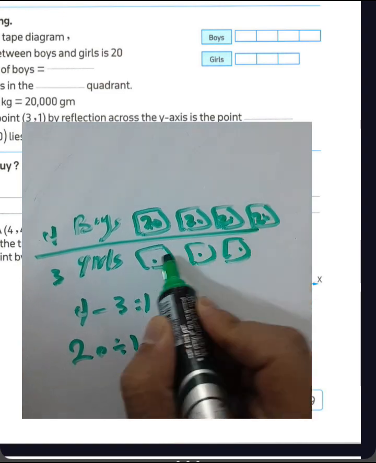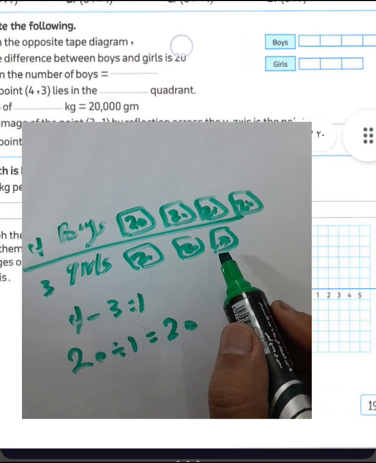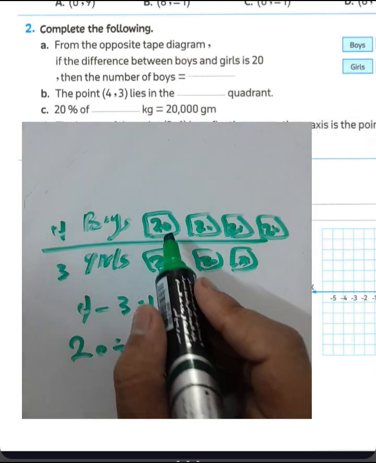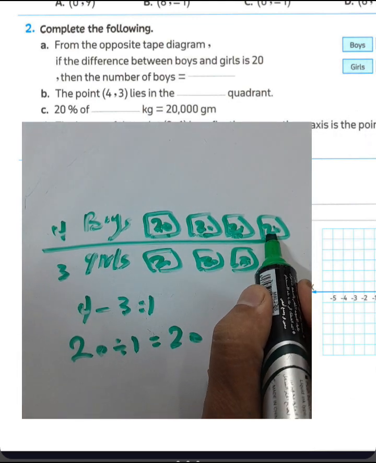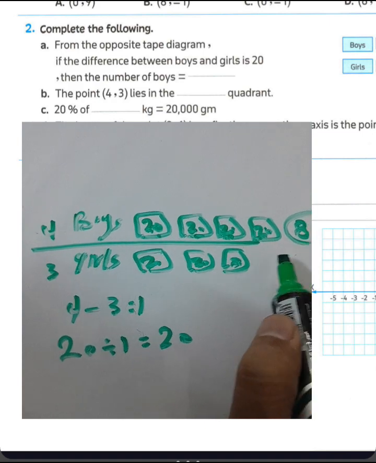20, 20. Okay. He wants to find what? The number of boys. Who can tell me? Boys, 20 plus 20 plus 20 plus 20. It will be 20 times 4. It will be 80. Then the result will be 80. It's the number of boys.